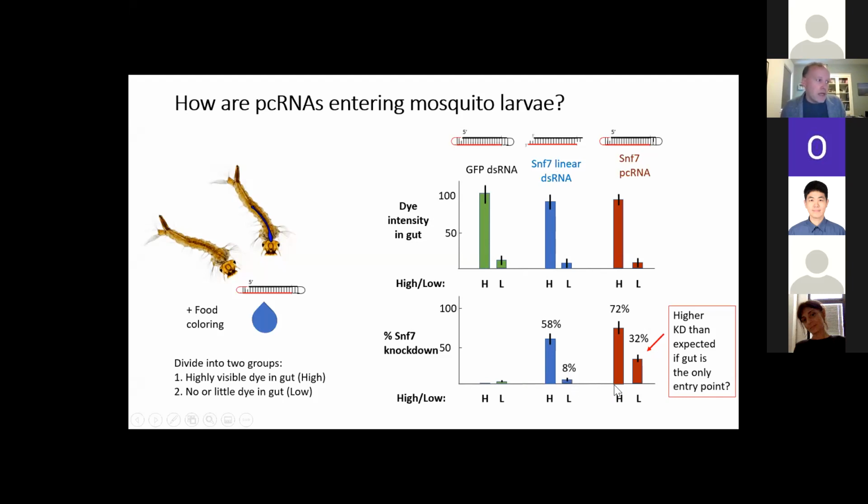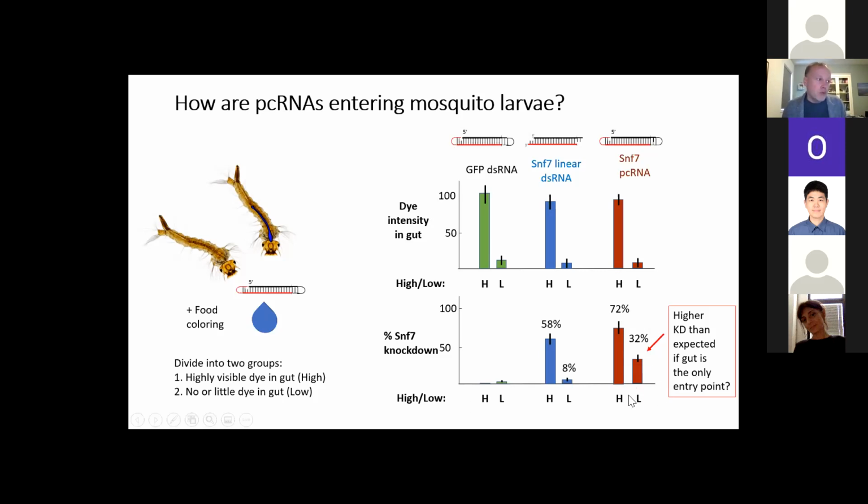What was surprising is that with the hairpin molecules, while they showed a slightly better knockdown when there was lots of dye in the gut, they also showed a good deal of knockdown even when there was little to no dye in the gut. So that either tells us that these paperclip molecules are much more potent than we originally thought, or that they may be getting into the insects by some other mechanism.